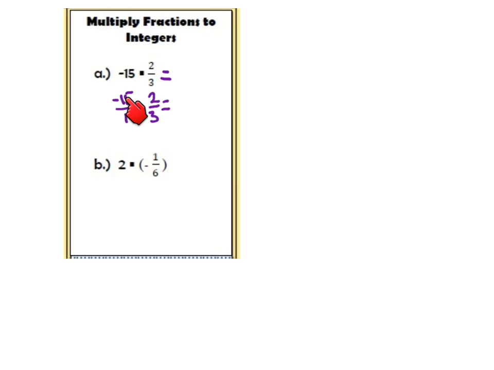So now my numerator, I just multiply across the top. Multiplying fractions is so easy. Okay, negative 15 times 2 gives me negative 30. 1 times 3 gives me 3. So now I have negative 30/3. But not only is that an improper fraction, it's also not reduced. Well, I could just do simple division here.